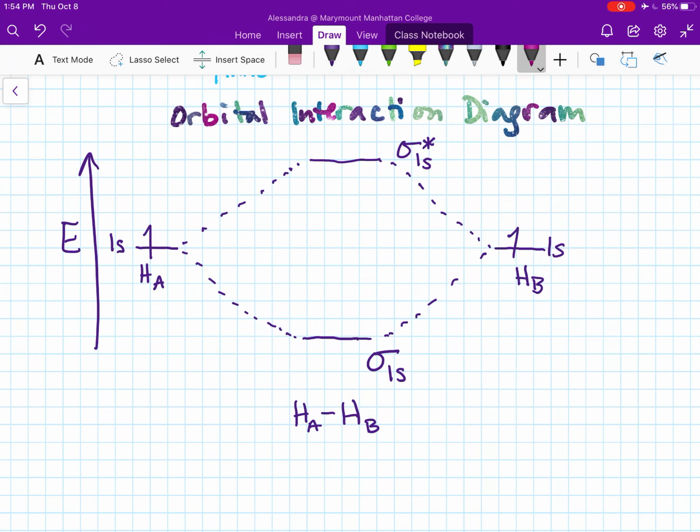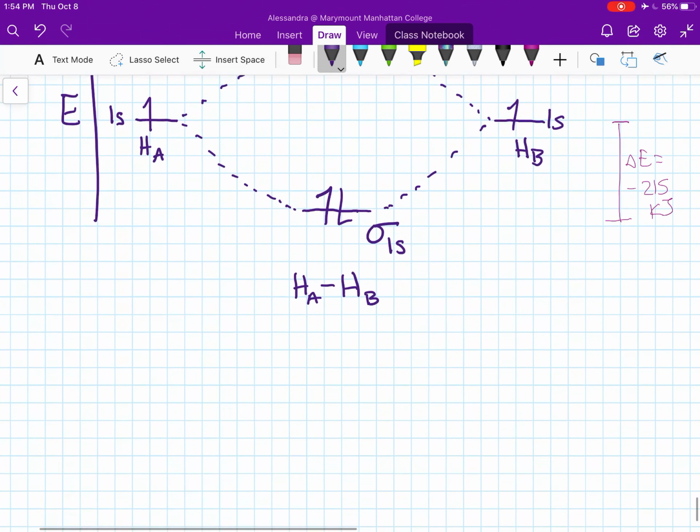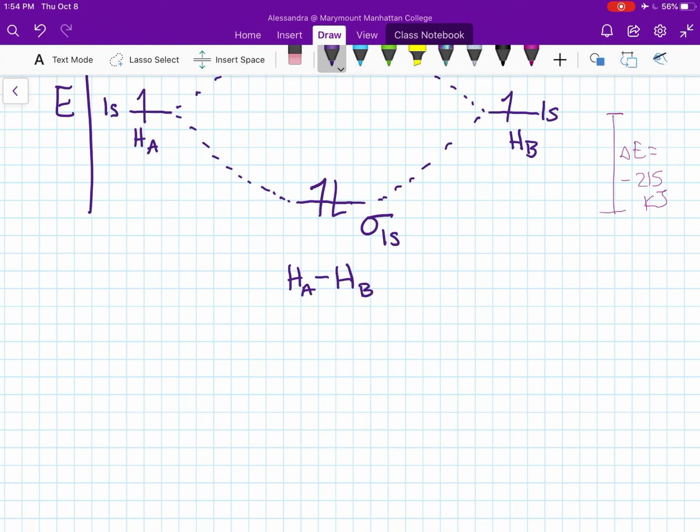If I want to quantify this energy advantage that I get from forming the bond, the delta E here is going to be negative 215 kilojoules per mole. So that means that it's very favorable for these two electrons to form a bond. Those two electrons really want to be lower in energy if they possibly can be. So nature tends to seek the lowest energy state, and that's why the hydrogen-hydrogen bond forms.